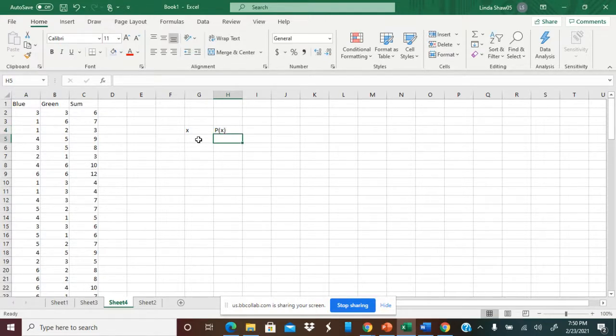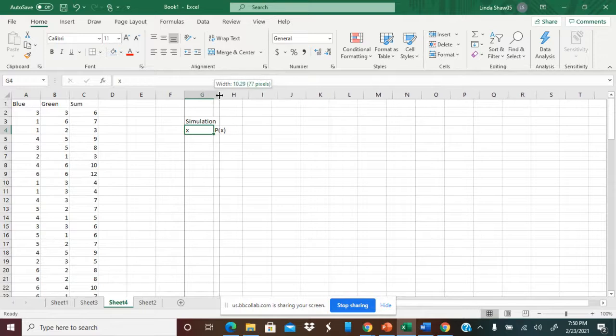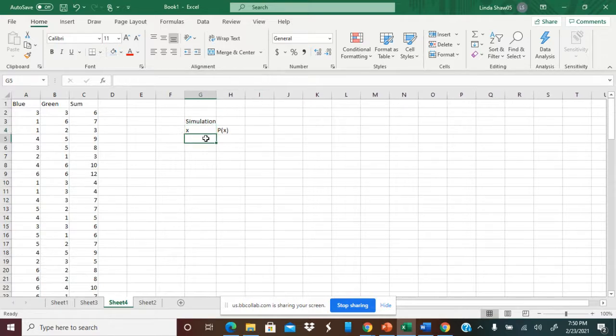But above this, Linda, like in G3 or something, right above there, put simulated. Because you see, we simulated this. This is not a theoretical thing. This is a simulation. And again, Linda's going to put in the X, you could get 2 up through 12. So that's what you can get for the sum of the two.